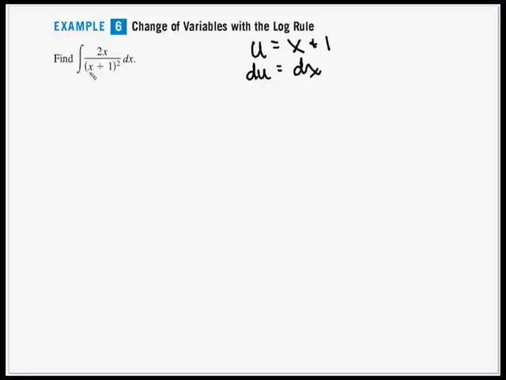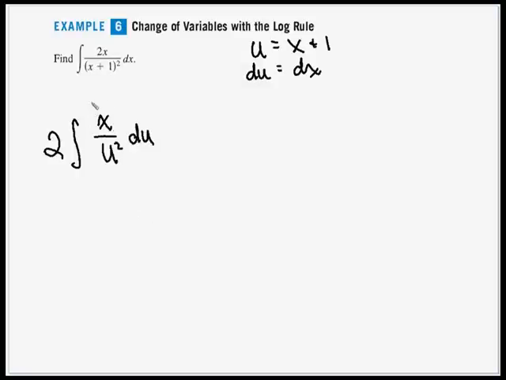So let's start substituting some stuff in here and see what we have. We have our antiderivative sign. This 2 is a constant multiple, we can pull that out front. So we're going to have a 2, and then up top we have an x over our u squared. So we're going to have an x over u squared dx. Du and dx are interchangeable, so I can take this dx away and put in a du right now.